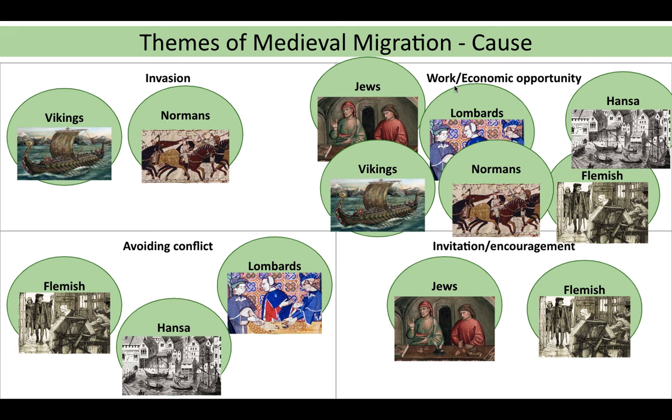The Jews and the Lombards are coming to get involved in money lending and banking. The Vikings are coming for farming and trade. The Normans are coming to add England to their empire, and they make huge amounts of money from taxes and taking land. The Flemish come to participate in the wool trade, and the Hanse merchants come to participate in international trading.